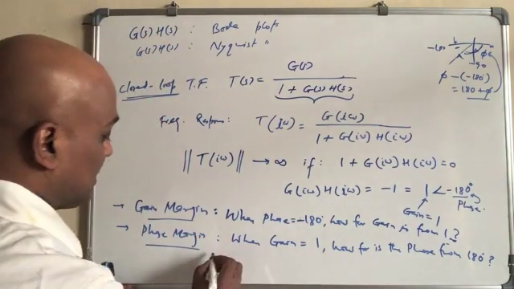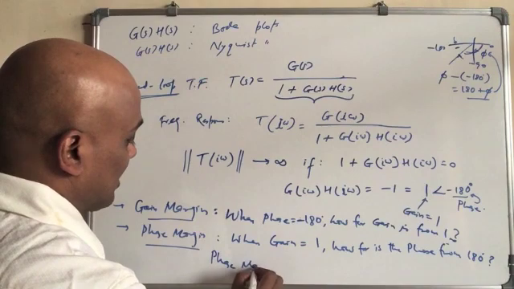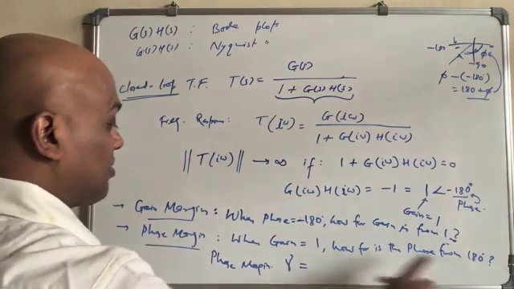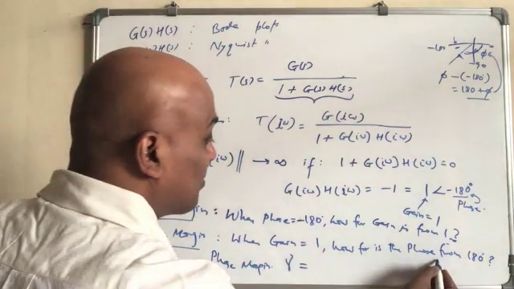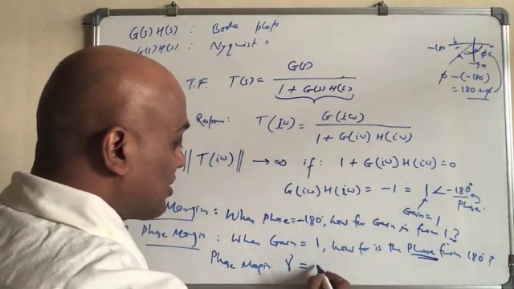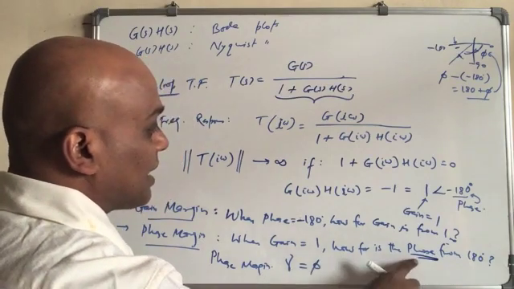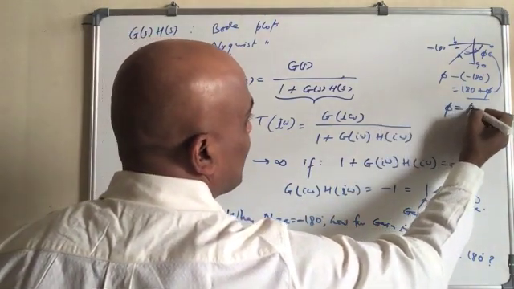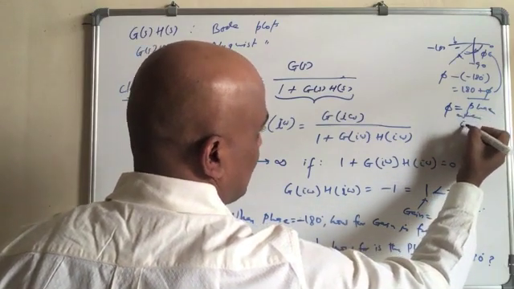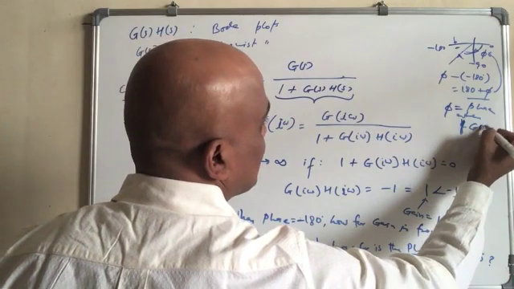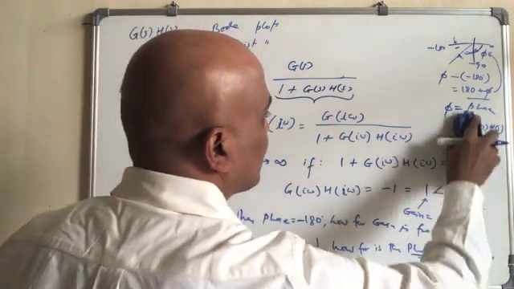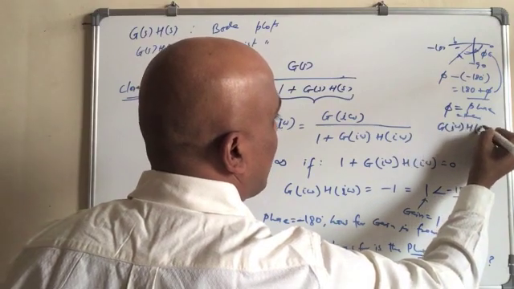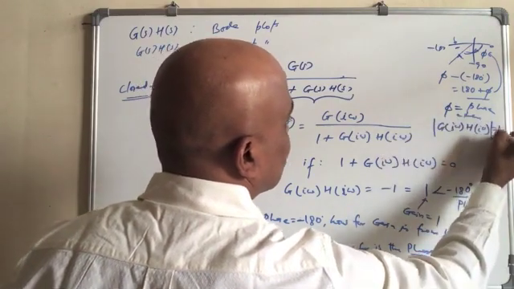So we can say phase margin, let us say gamma, is equal to how far the phase is from this when the gain equals 1. So phi is the phase when the gain, that is G(iω) times H(iω), is equal to 1.